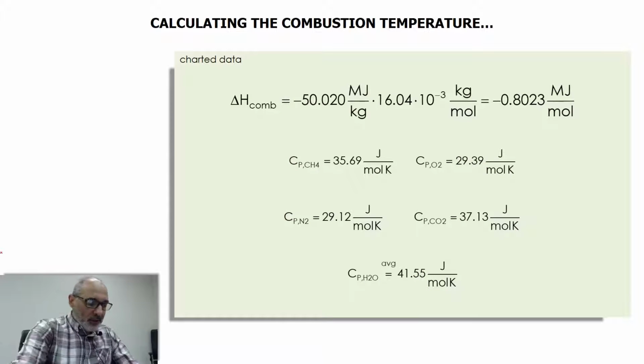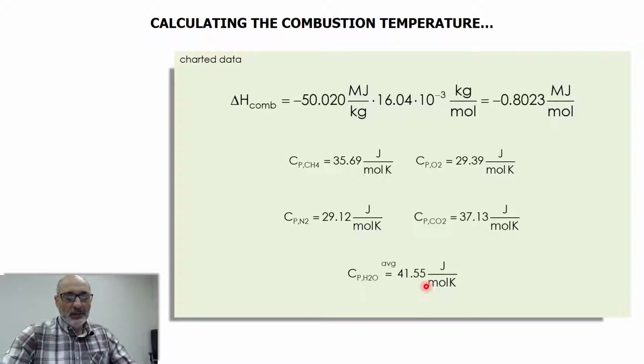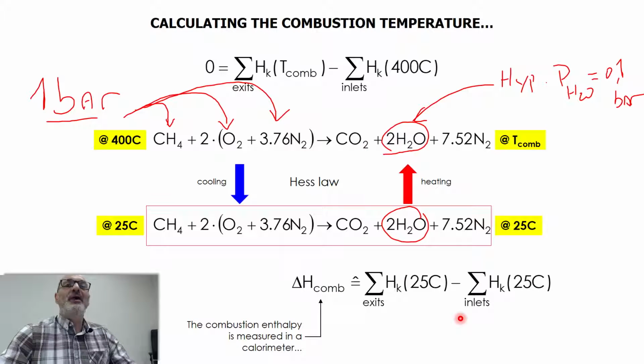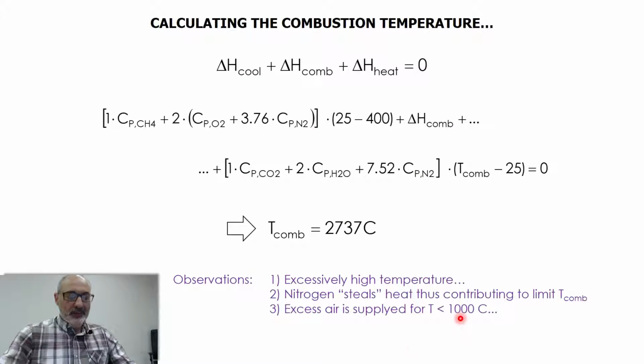Yeah, let me just get my pointer back. Sorry, here. So this is the data that I'm going to use to make this energy balance here, okay? Okay, let's go. So the equation is the heat necessary to cool down the fuel and air, plus the combustion heat, plus the heat necessary to heat the combustion gases from 25 to 400. Okay, so we're going to calculate all this.